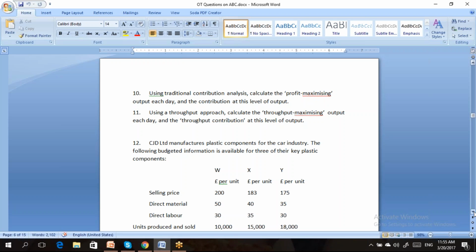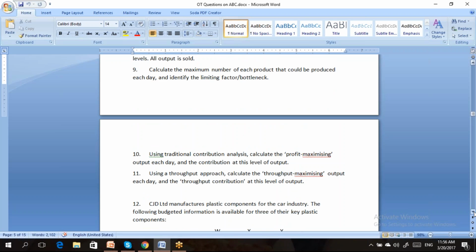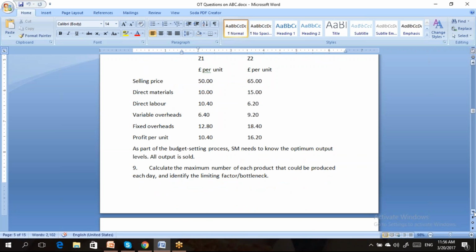Then we look at the constraint. In the earlier question we worked it out on the contribution, but here we don't work it out on the contribution, we work it out on the throughput basis. So if you look at that same question, selling price is 50, direct materials is 10, throughput contribution is 40. Second one, throughput contribution is 50.